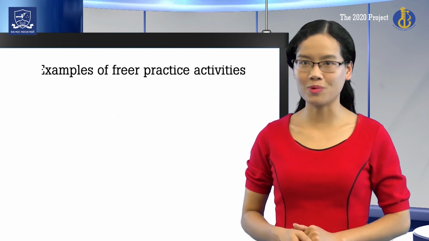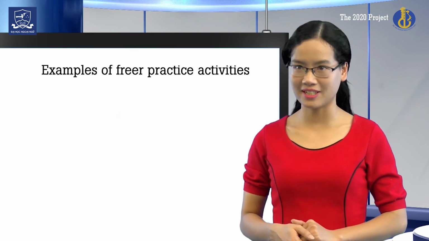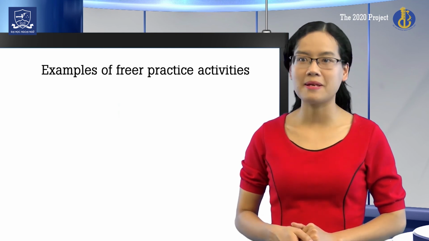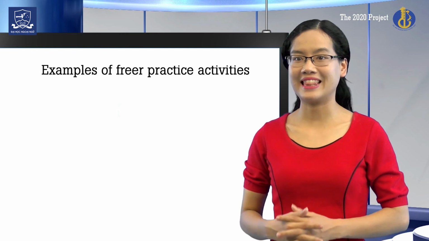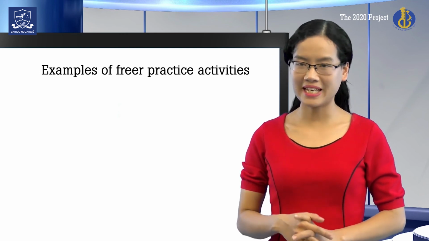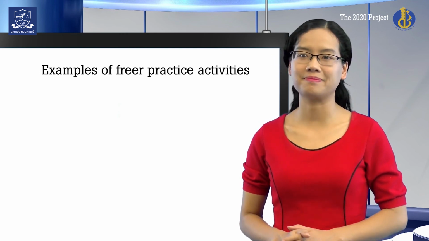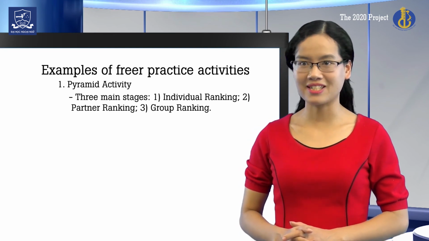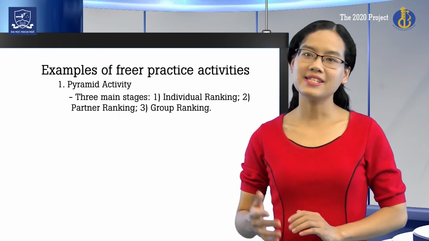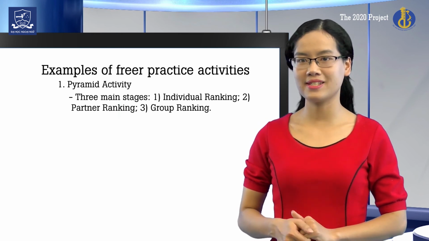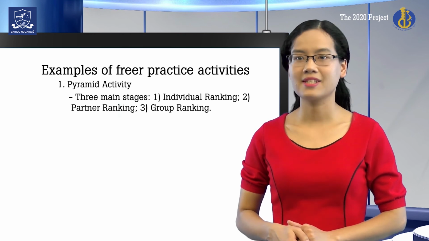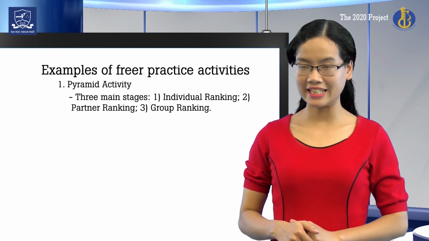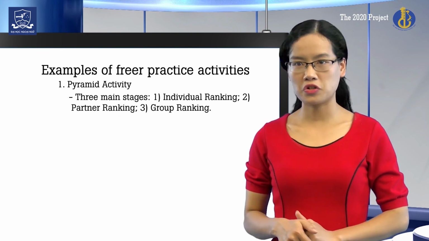Below are some examples of different freer practice activities. They are separated into two broad categories based on the sub-skills that they aim to develop, speaking or writing for fluency. Activity 1. Pyramid activity. This activity includes three main stages. First, individual ranking. Second, partner ranking. And last, the group ranking.